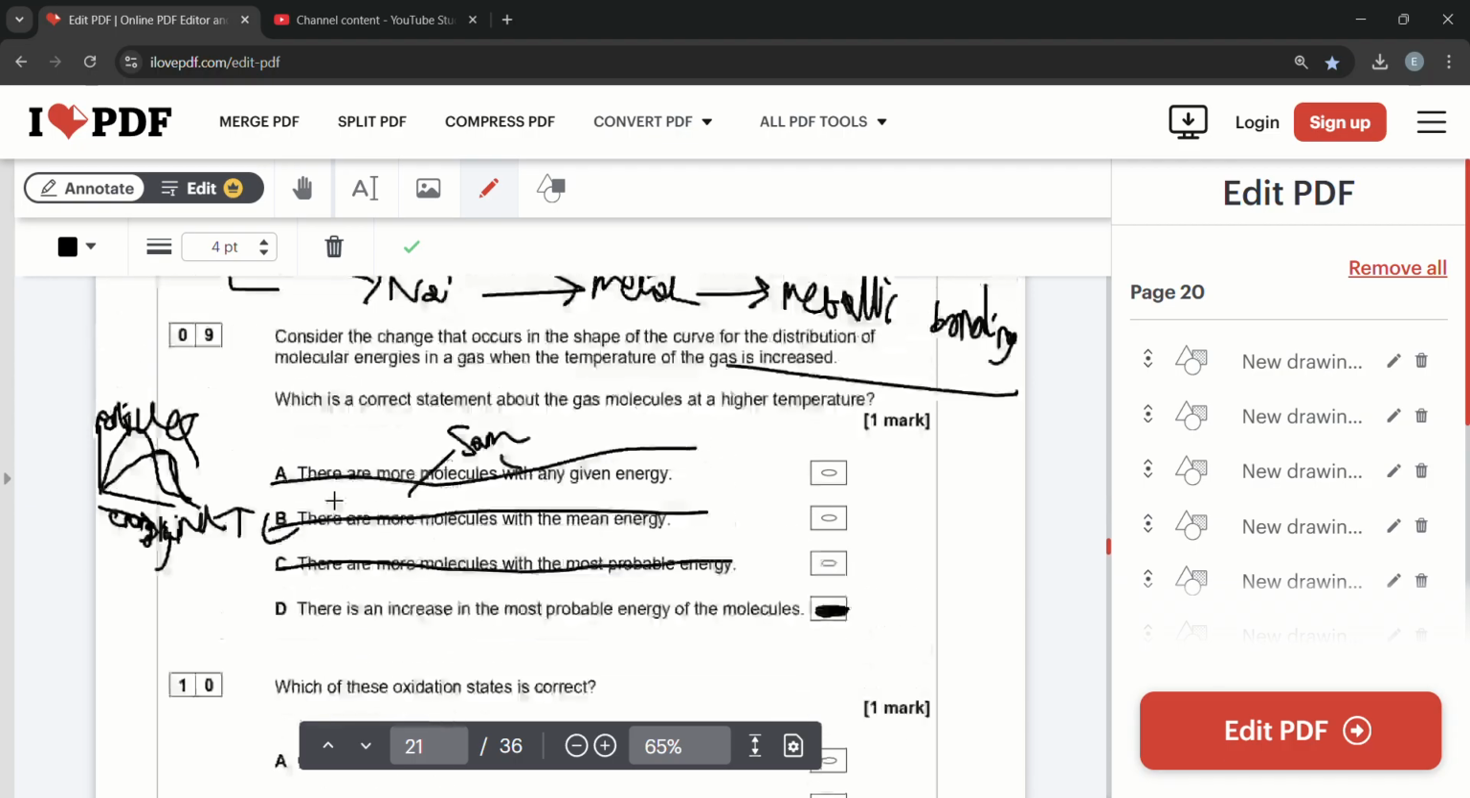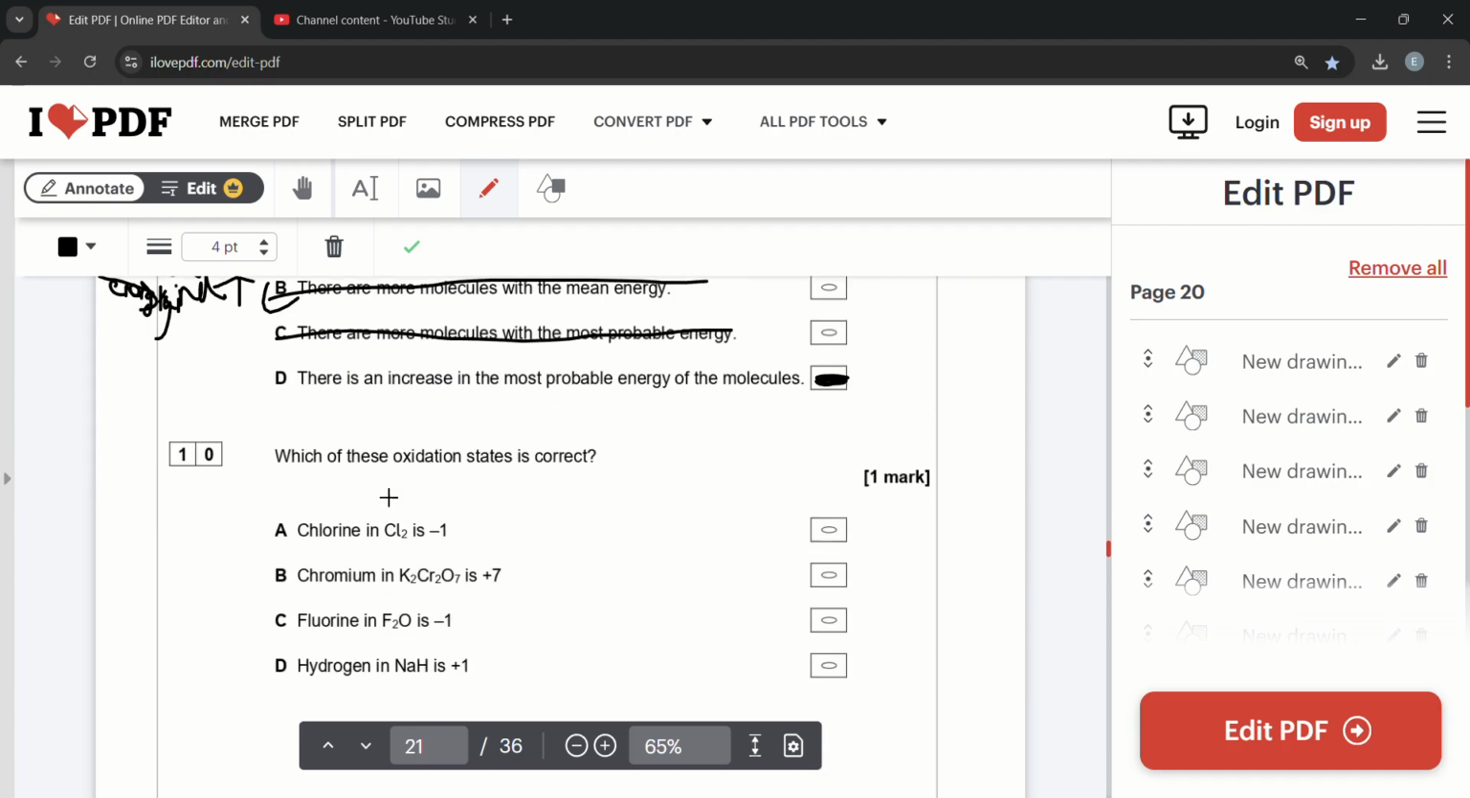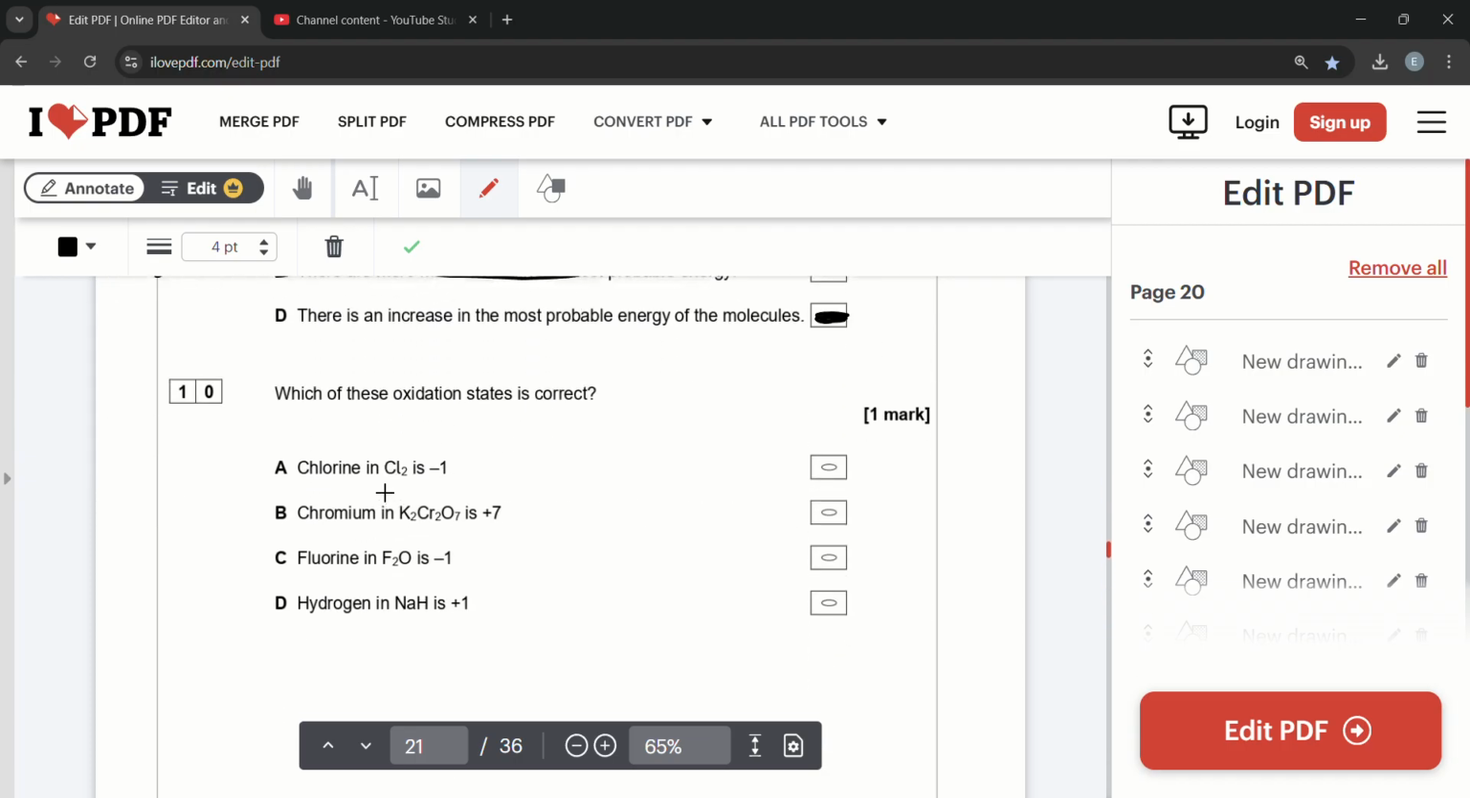This is a pretty hard question. I've seen a Maxwell-Boltzmann curve question before, so I would learn this question off by heart. Definitely could see it being a repeat question. It's very tricky for a Maxwell-Boltzmann curve question.